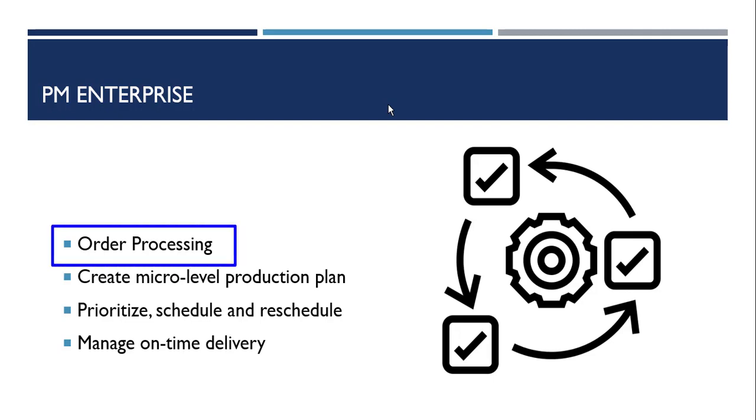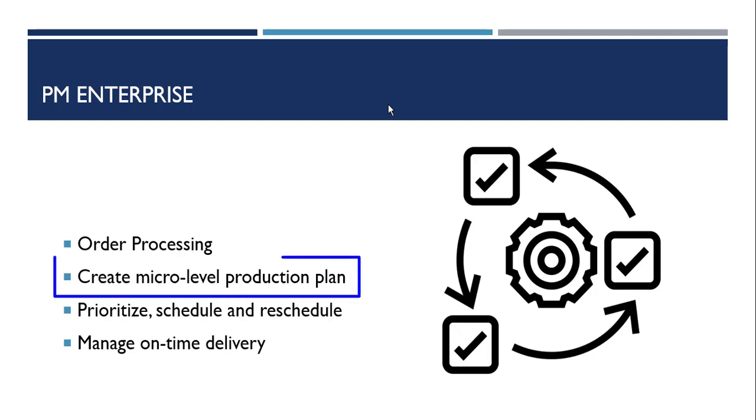Order processing. Right from the reception of order from the customer to the delivery of end product to your customer, order can be processed. Based on the process route of a product, a micro-level production plan can be generated. Examine the capacity of available resources and plan every single minute of your machine.